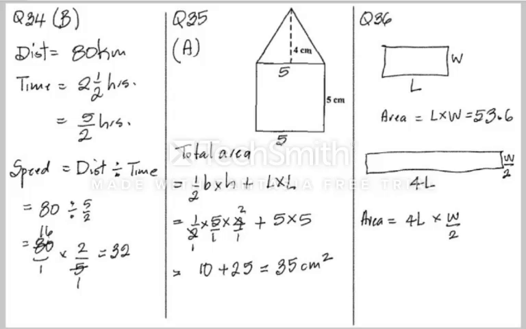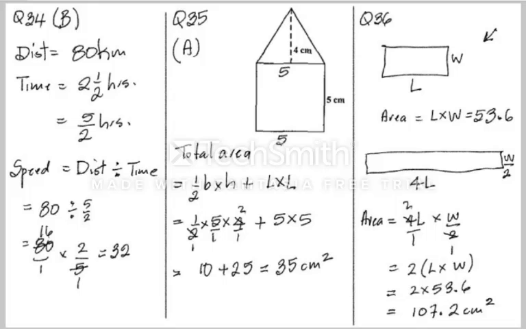All right, so the L and W from this rectangle is the same L and W at the bottom here. 2 into 4 is 2. So we have 2 times length times width. But length times width is 53.6. So it's 2 times 53.6, which is 107.2 centimeters square. Question number 36, the answer is C.